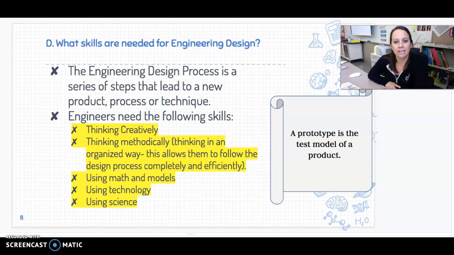What skills are needed for engineering design? So the engineering design process is a series of steps that leads to a new product, process, or technique. So engineers need the following skills. They need to be able to think creatively. They need to be able to think methodically. This means thinking in an organized way, which allows them to follow the design process completely and efficiently. They need to use math and models. They need to use technology, and they need to use science. So they need to understand how technology, math, and science work. All right? And over here on the side, we have the definition of prototype. It's the test model of a product.